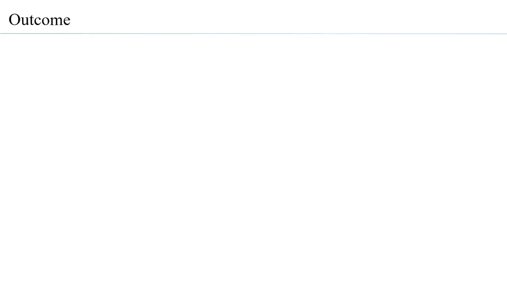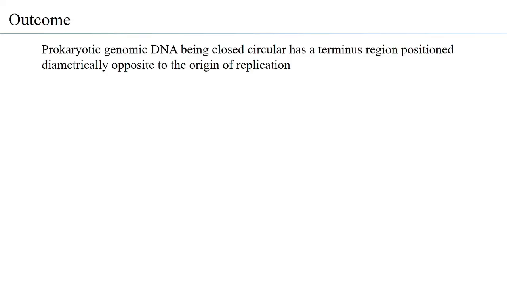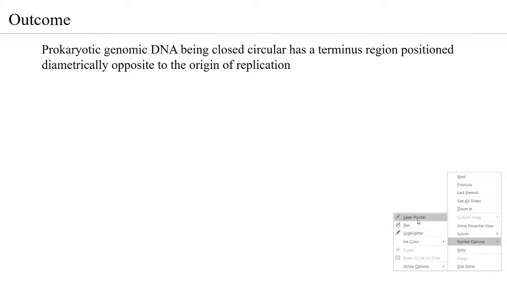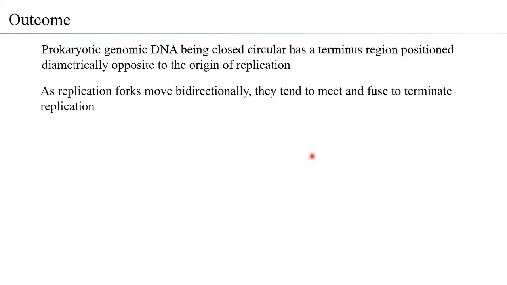So, what are the outcomes of this session? One is going to be able to comprehend that prokaryotic genomic DNA, which is a closed circular DNA, has a terminus region which is positioned diametrically opposite to the origin of replication. So that is something that is very evident in all systems. Secondly, what has been observed is that as the replication forks move bidirectionally, they will meet at a point, they will converge, and that converging of the two replication forks helps in terminating replication.